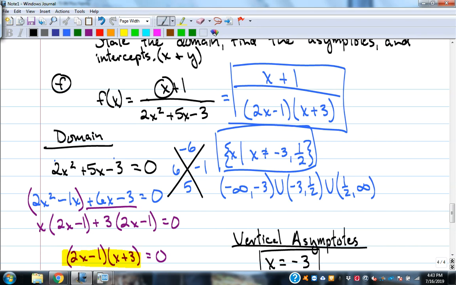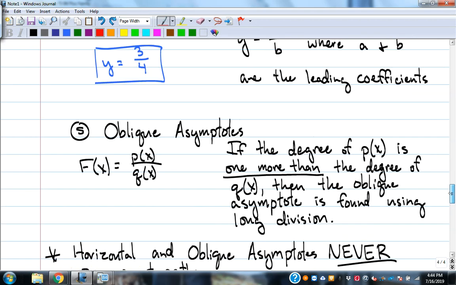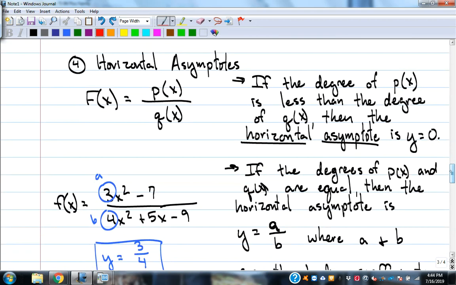What's the exponent on that x up there? 1. What's the exponent on this x? 2. So the degree of the top is 1, and the degree of the bottom is 2. So the top is smaller than the bottom. If we go back to our rules about horizontal asymptotes, if the degree of P of x, the top, is less than the degree of the bottom, Q of x, then the horizontal asymptote automatically is y equals 0. That's what's happening on this problem.